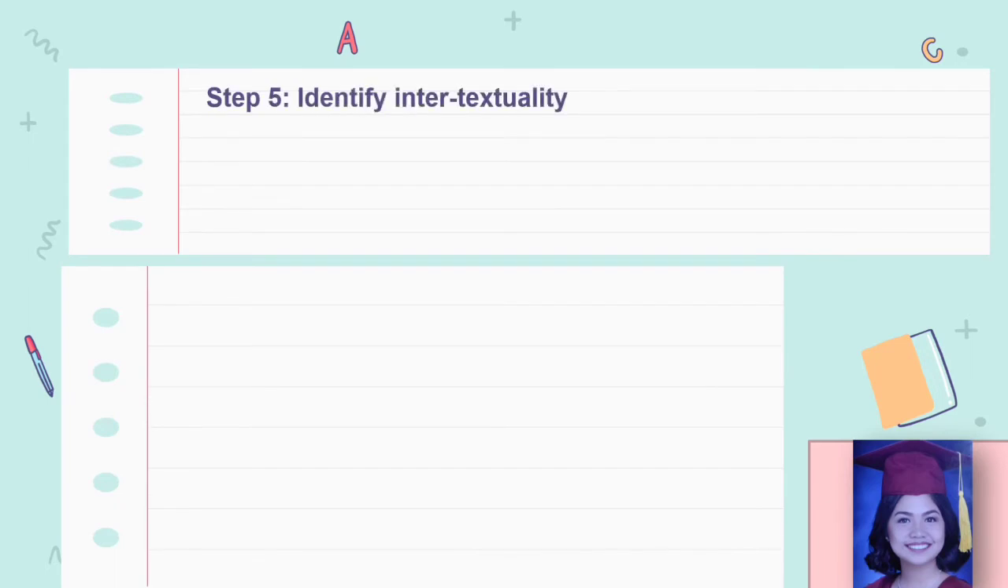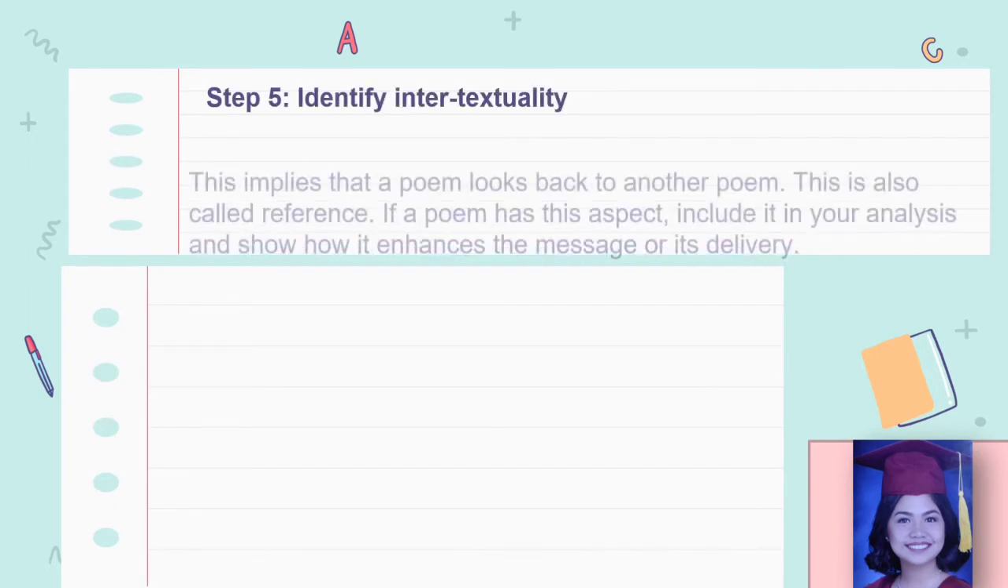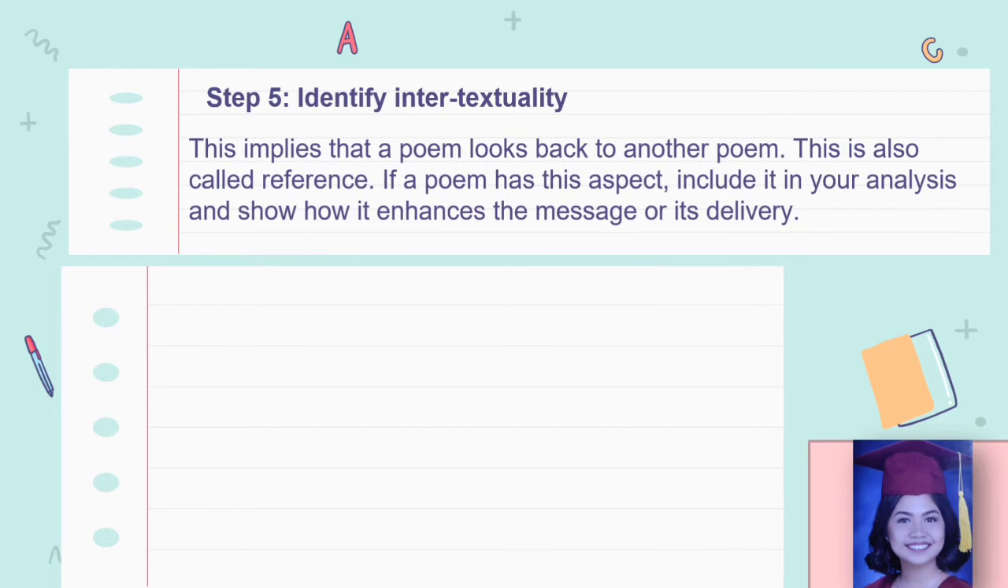Step 5. Identify intertextuality. This implies that a poem looks back to another poem. This is also called reference. If a poem has this aspect, include it in your analysis and show how it enhances the message or its delivery.